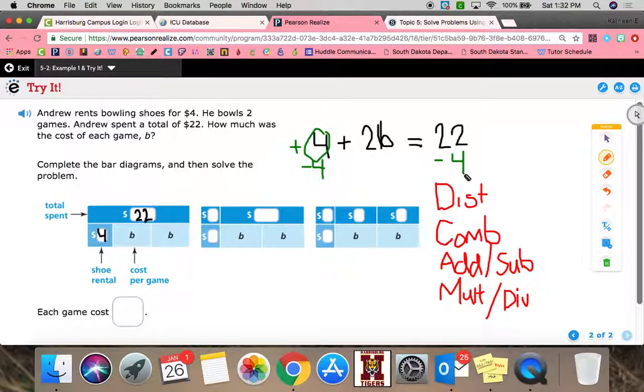So step 1, done. This is 0. 22 minus 4: 21, 20, 19, 18. We can count backwards from 4 if you can't just look at it and say, oh yeah, 22 minus 4 is 18.